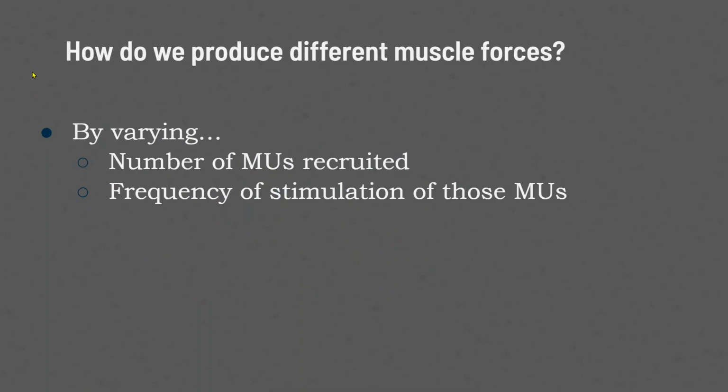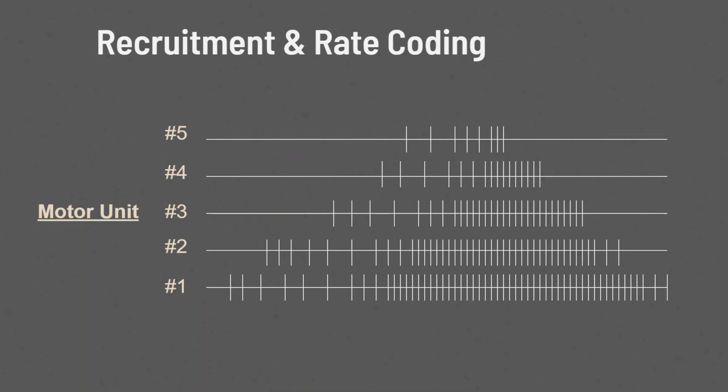So how do we produce different muscle forces? By varying the number of motor units that are recruited and the frequency of stimulation. So let's look at what we call rate coding and recruitment. This is all part of the size principle. So we have motor units here on the left. We recruit motor unit 1, 2, 3, 4, 5, right? So if we need more force production, we increase the number of motor units that we recruit. This would be the smallest slow twitch motor unit, and number 5 would be more a fast twitch motor unit.